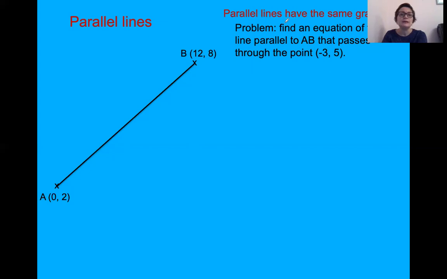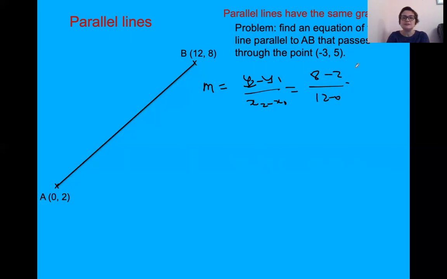Now, we know that parallel lines have the same gradient, so we calculate the gradient for the first line. How do we find the gradient? M is going to be the change in y over the change in x, which is y2 take away y1 over x2 take away x1. So we have 8 take away 2 over 12 take away 0, equals 6 over 12, equals 1/2. This is how much M is: 1/2.